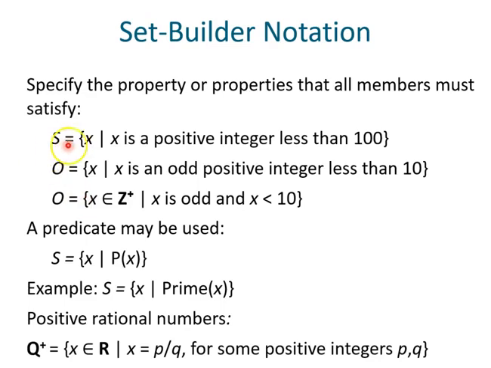In set builder notation, we specify the property or properties that all members must have. After this vertical bar, here we describe all properties. So S is the set of elements x such that x is a positive integer less than 100. Actually, after the bar we put a predicate. It may be P(x), and the set builder notation consists of all elements x from the domain of the predicate, such that the predicate is true. For example, the set S is the set of integers x such that x is prime.